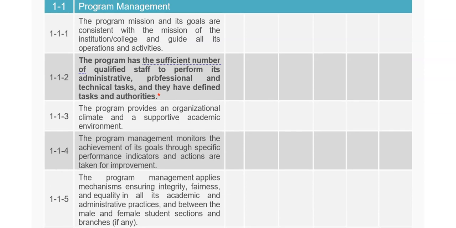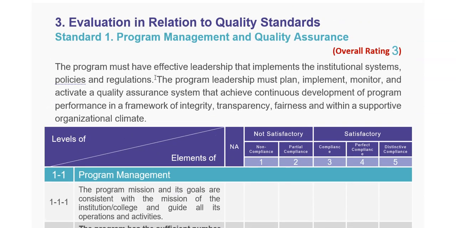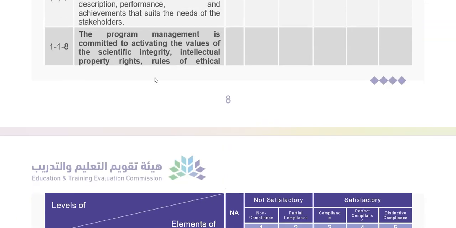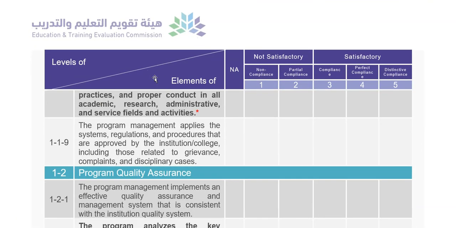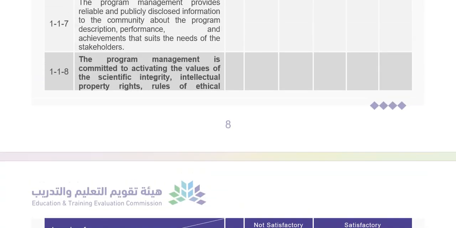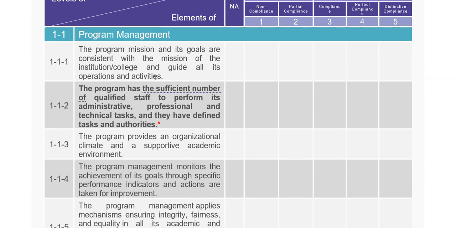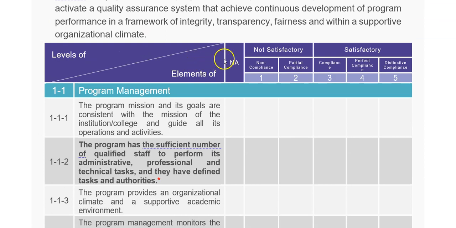So, as you see, we have 12 criteria here. And of course, it is very difficult to explain all of them in one video. It will take a lot of time, but I will go through every standard in every video, criterion by criterion. And I just want to mention there is a column which means not applicable.